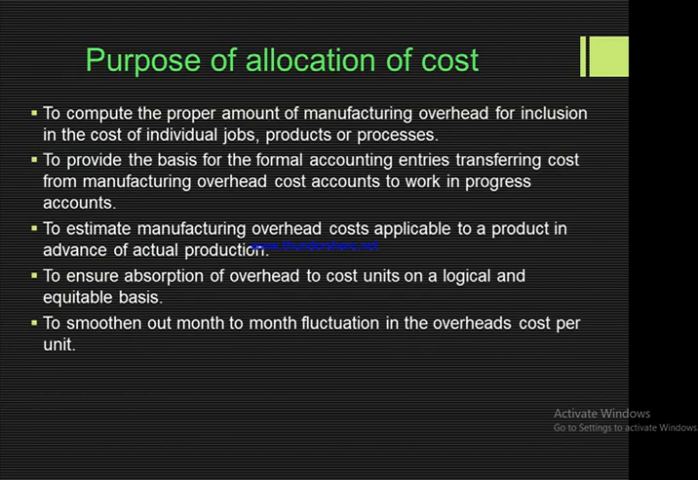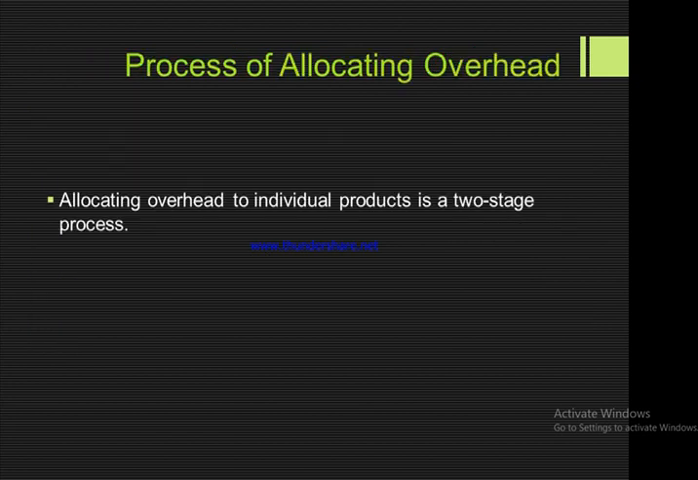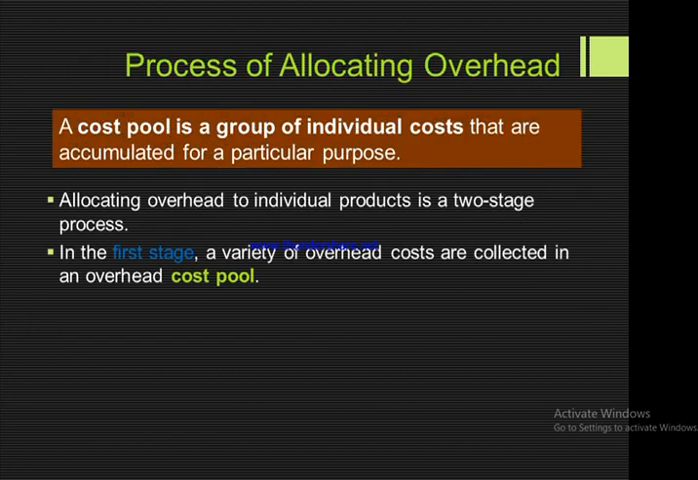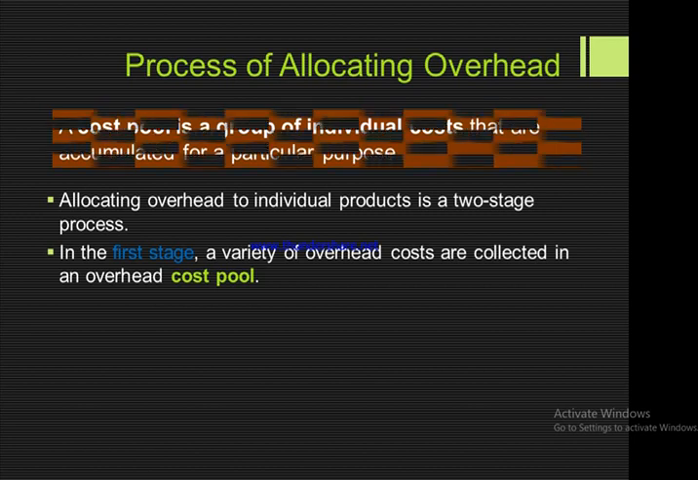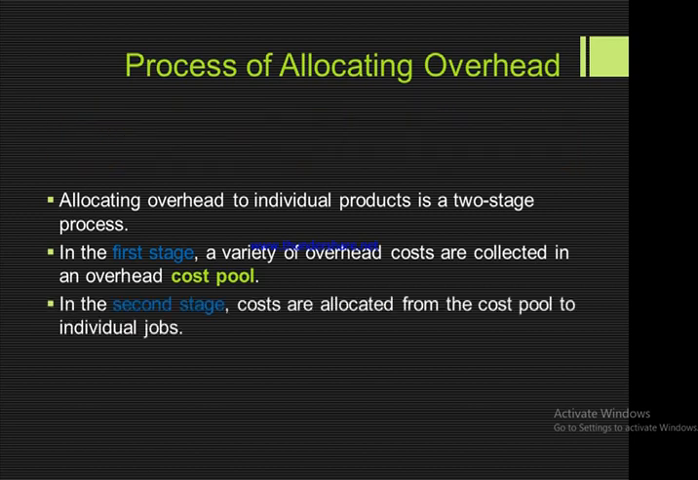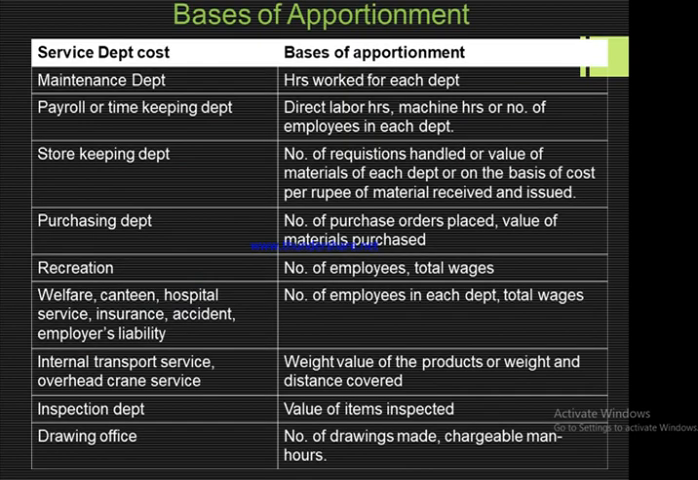So we also looked into the purpose of allocation of a cost, why the allocation of costing is necessary. Some of these points we have discussed, so I am going to move to the next aspect. We also looked into the different ways of allocating the overheads. First and foremost is to create what is known as cost pools, and once the cost pools are created, from there we go for allocating the cost from the cost pool to the individual jobs.